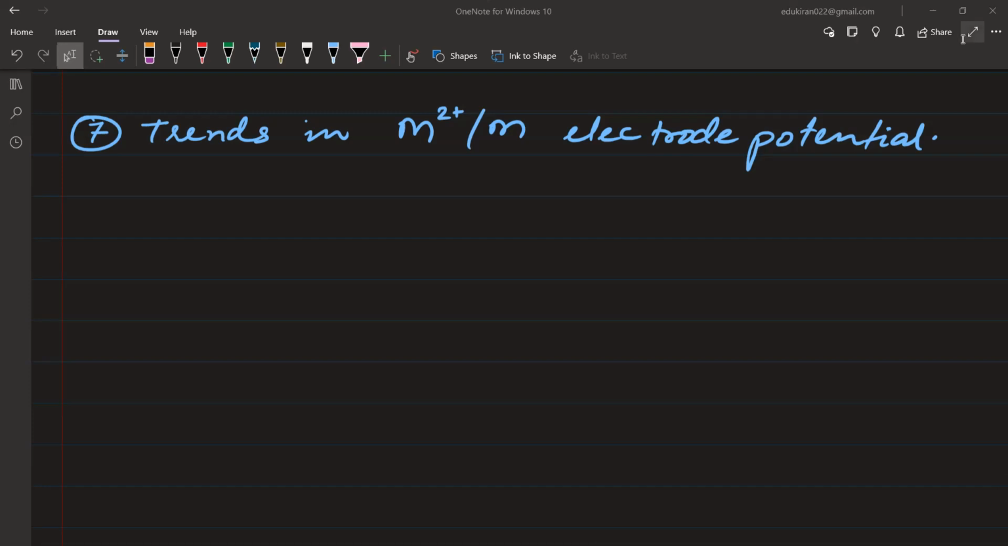But okay, now trends in M2+/M electrode potential. Now we all know that the metal have a tendency to do what? Metal have a tendency to lose electron. Understand this well, okay? And I will be going slow in this part. These are the last things for today, and then we'll be completely done with this class.